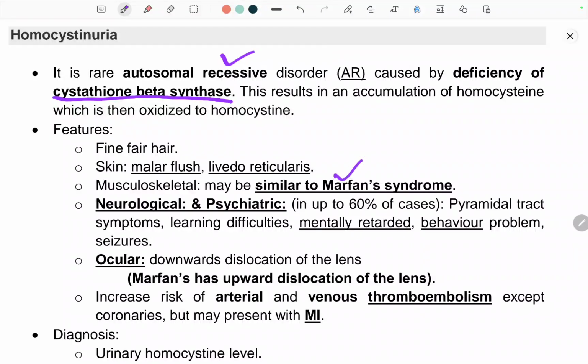Neurology and psychiatry are involved in up to 60% of cases: pyramidal tract symptoms, learning difficulty, mental retardation, behavioral problems, seizures. Ocular: downward dislocation of the lens, whereas Marfan has upward dislocation of the lens. There is increased risk of arterial and venous thromboembolism, except for coronary, but may present with an MI.